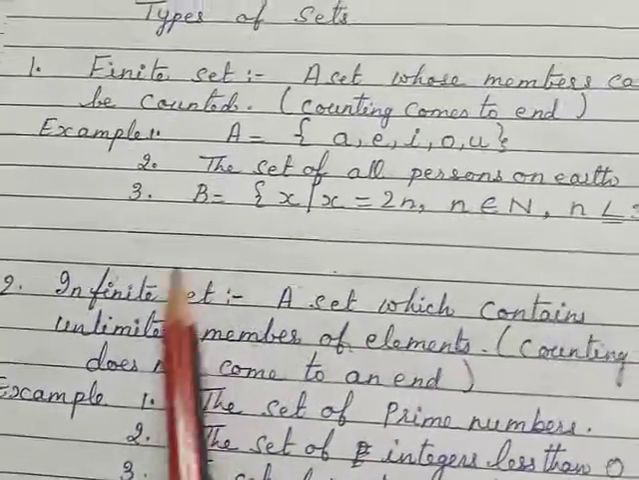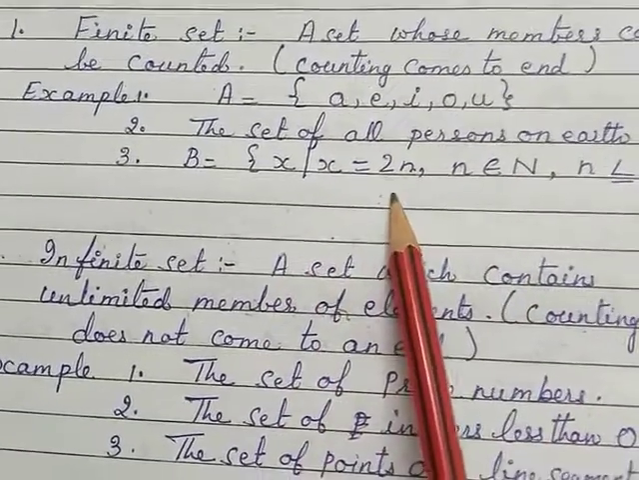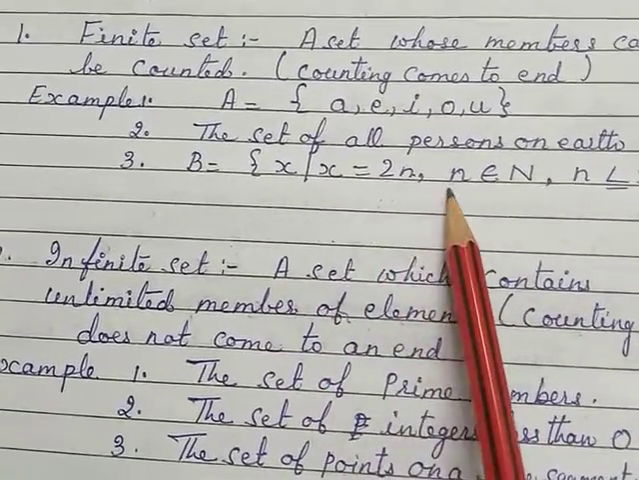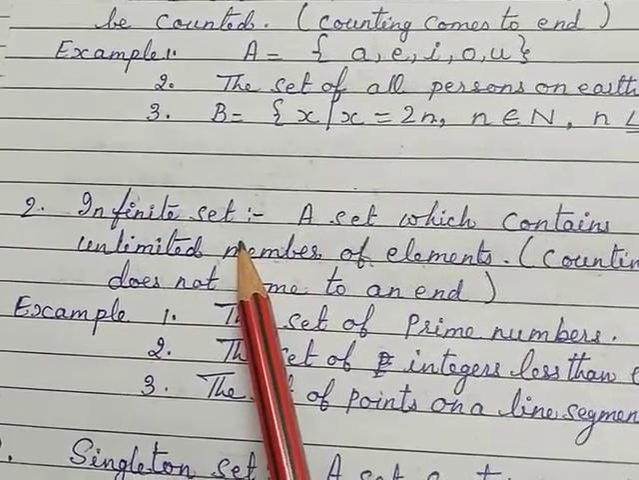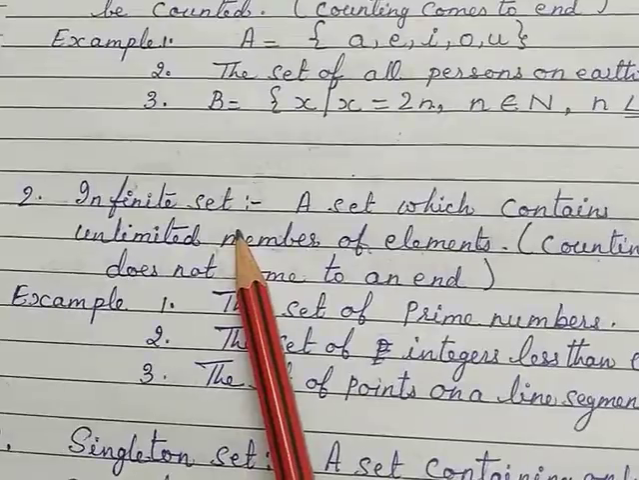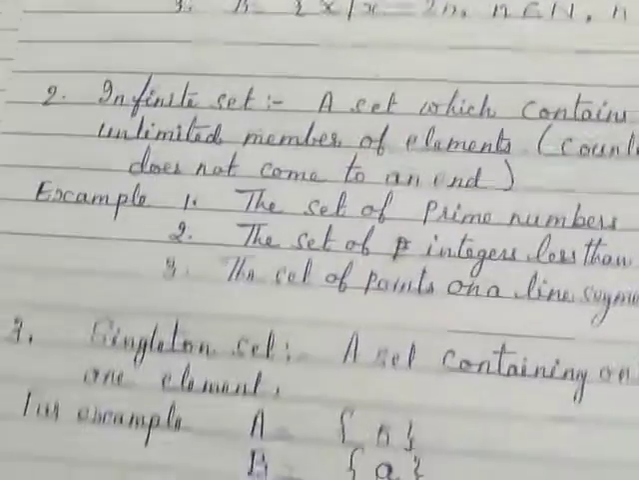So in a finite set, children, the counting comes to an end. That means there are limited members which we can count. But in infinite sets, the members are unlimited. That means the counting does not come to an end, or we can say we cannot count the members.